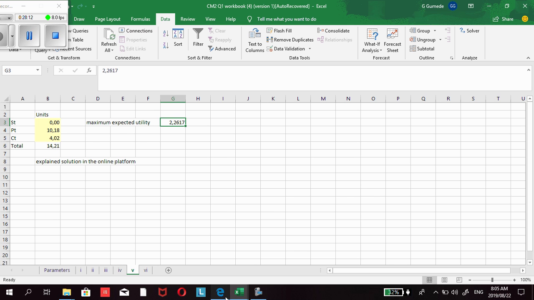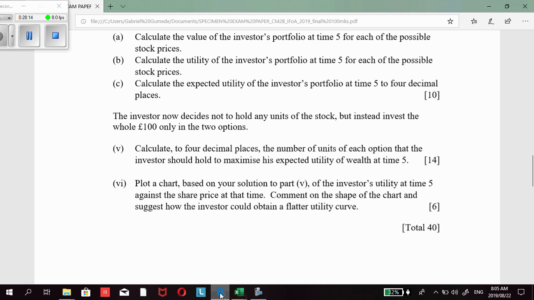Okay, let's look at our last question here. They say plot a chart based on your solution in part V of the investor's utility at time 5 against the share price at that time. Comment on the shape of the chart and suggest how the investor could obtain a flatter utility.